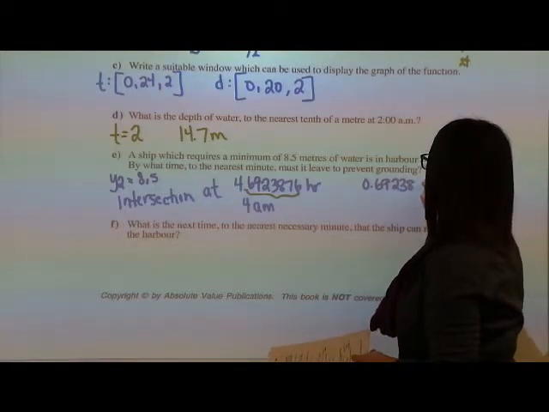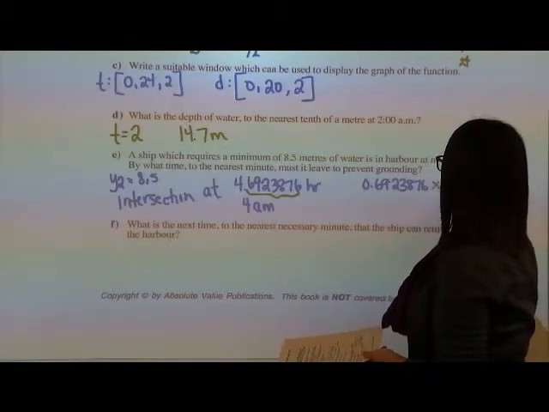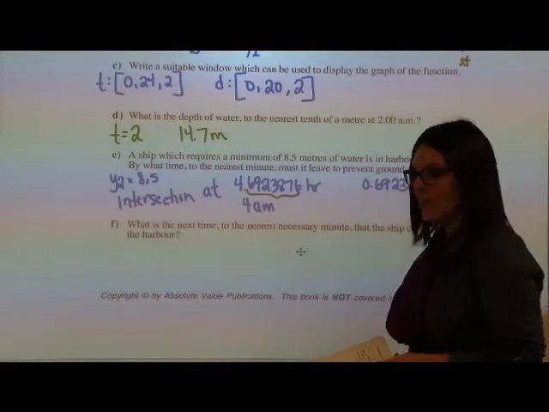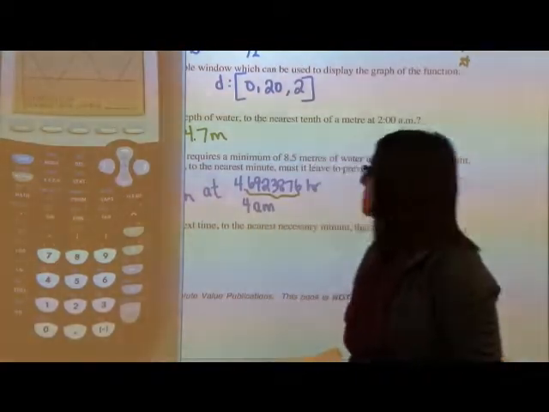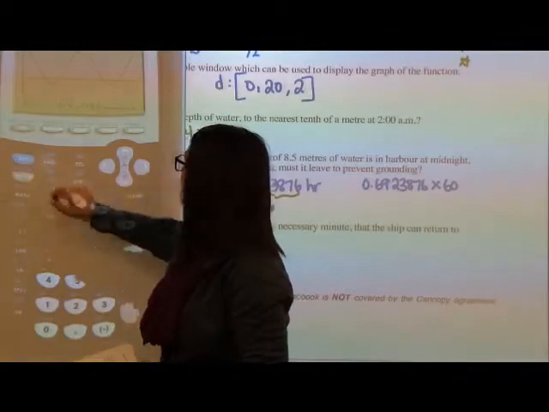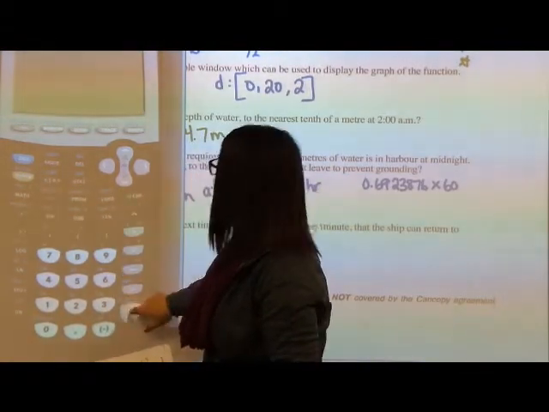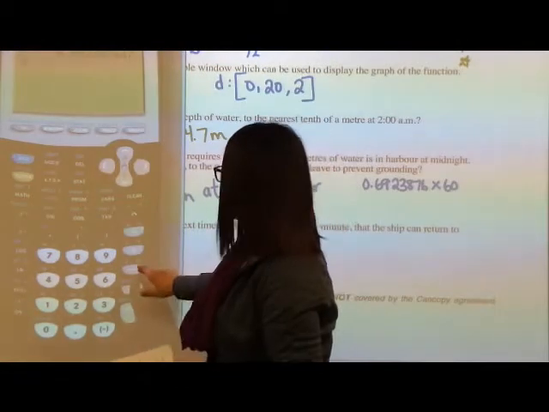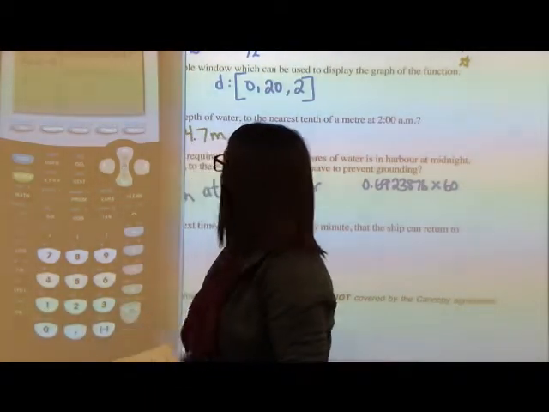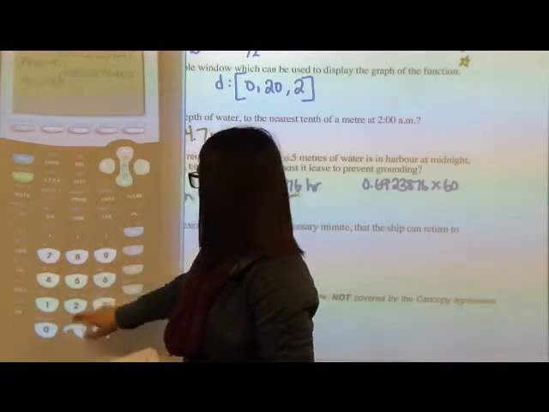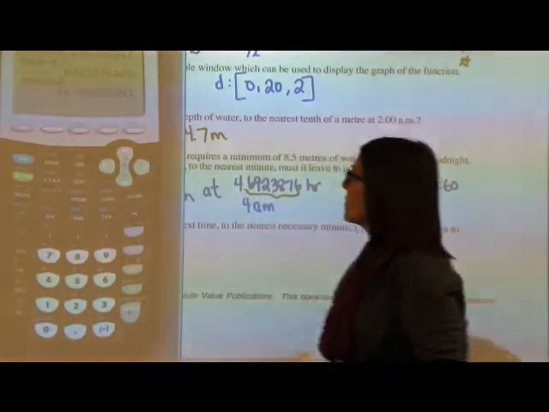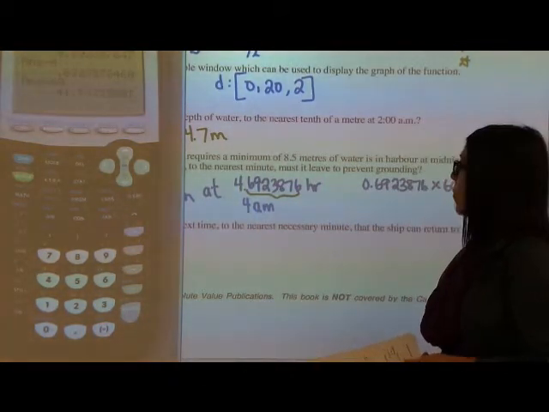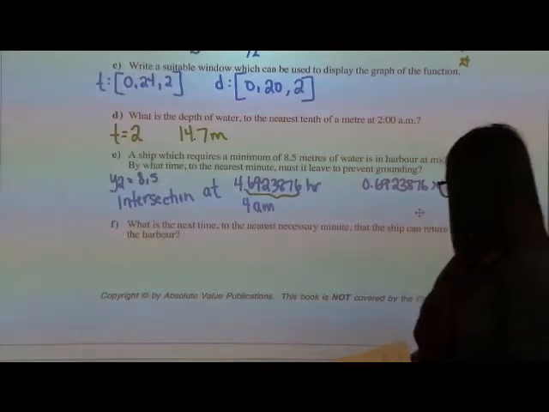Do you remember how to pull that number to your screen so you don't have to type it all in? If I quit and I type the X, it'll bring that number for me. And then I can subtract by 4 and then multiply the remaining by 60. And I get 41.54 minutes.